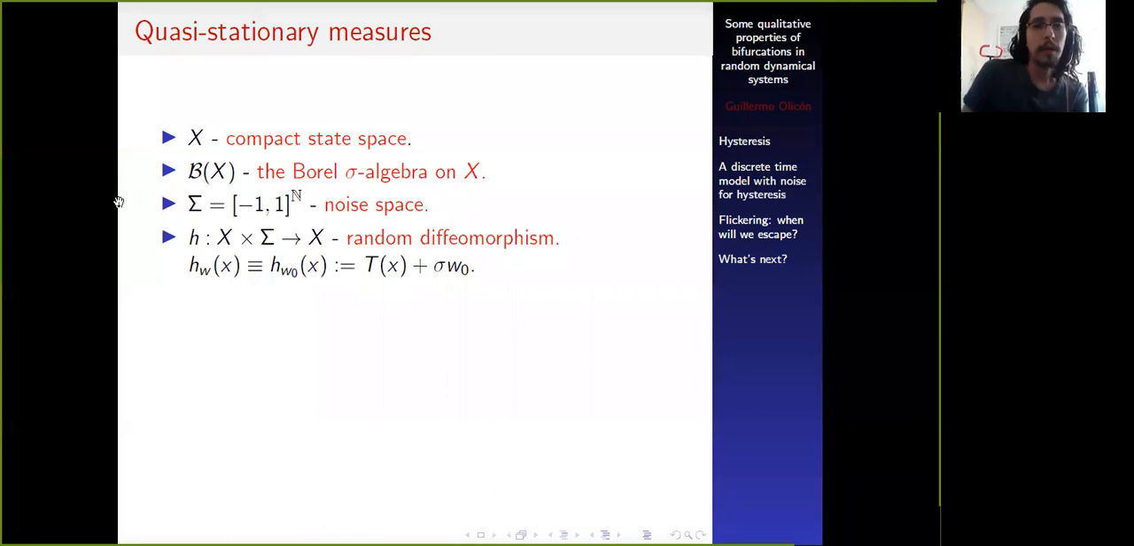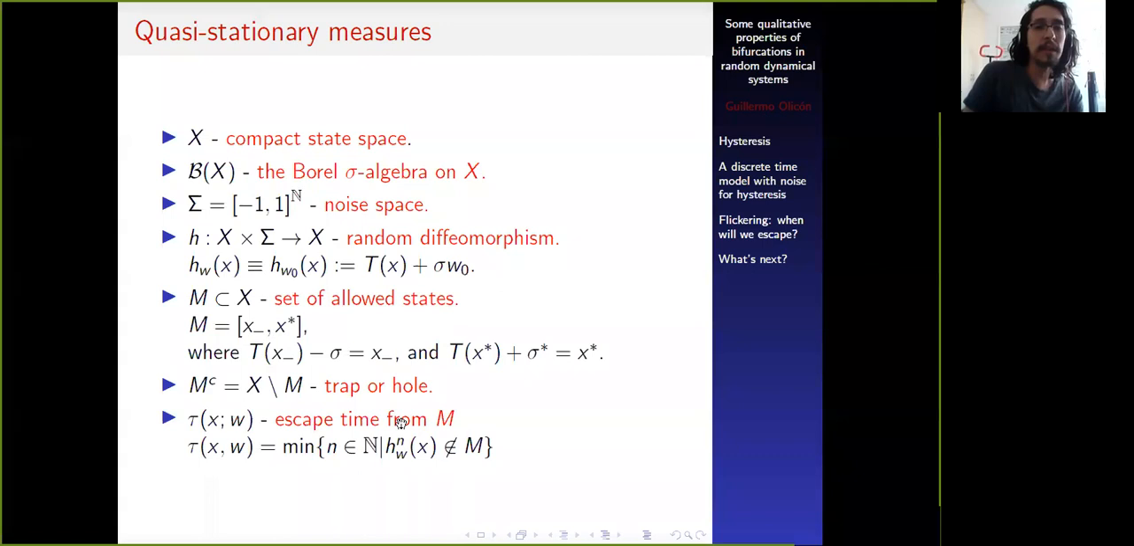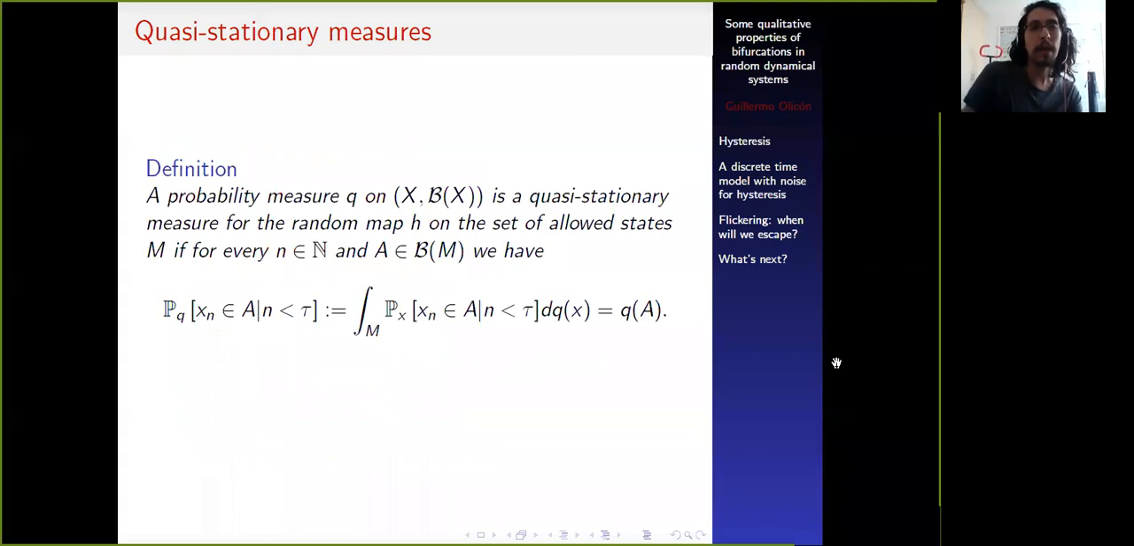So we're going to measure the escape time from M. Basically, it's the first time we are no longer in M under the dynamics of this random diffeomorphism. So you see, a quasi-stationary measure is a probability measure that basically behaves like a stationary measure, but we need to condition the system to always remain in M. If we want to calculate the probability of falling into a certain set A, starting with this initial distribution, which is the quasi-stationary measure, and we restrict the system to remain in the set M, then it basically remains the same. This is, as I said, a generalization of what a stationary measure is. It's just renormalizing in the end.